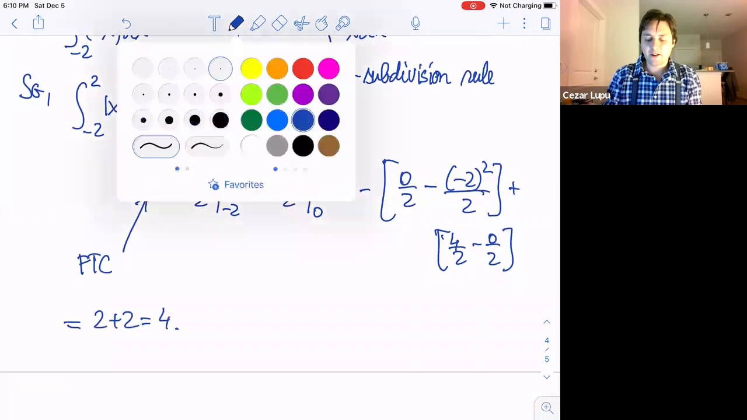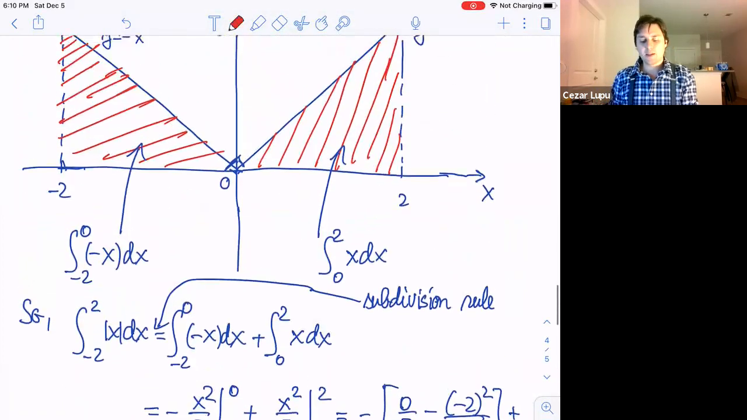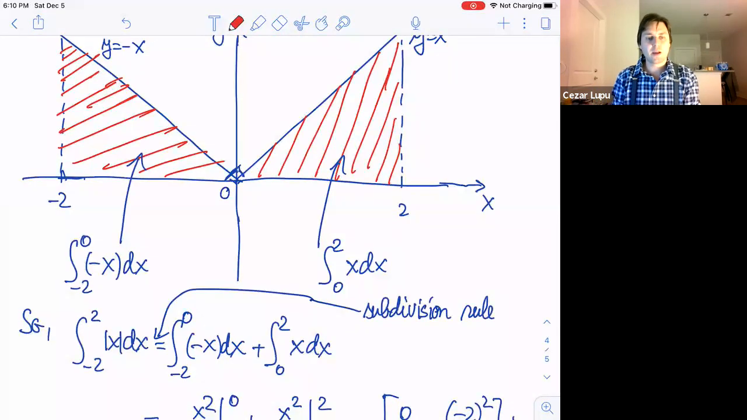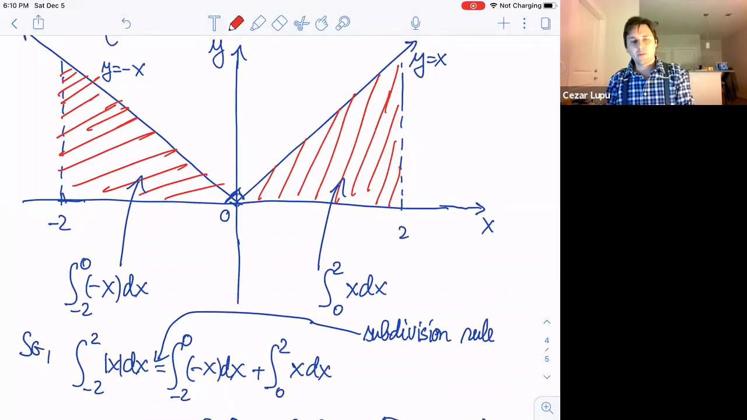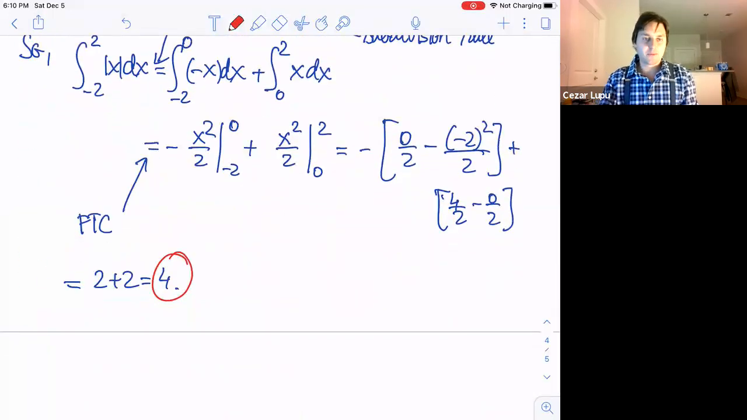Well, it's quite clear if you look at the area. The result should be 4 because the area of the first right-angle triangle is 2, and the area of the second right-angle triangle, as you can imagine, is again 2. So there you go. This is how we compute integrals when we have the absolute value.